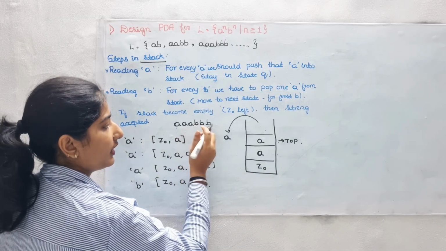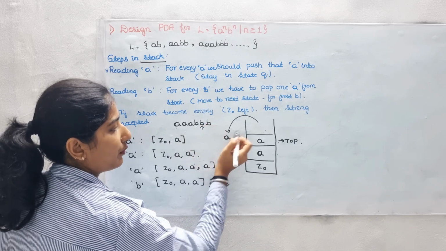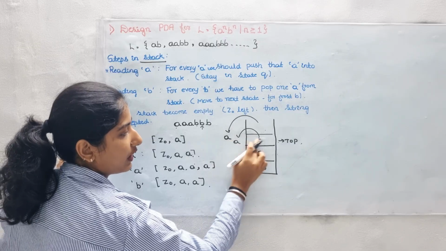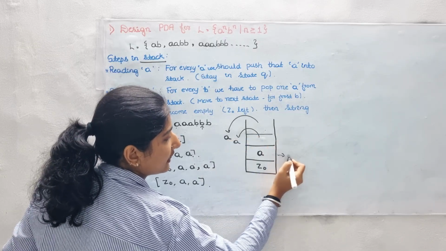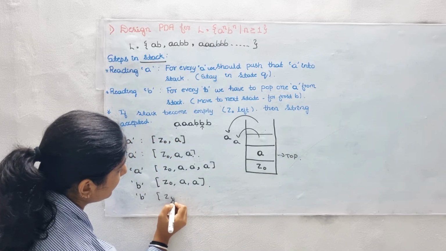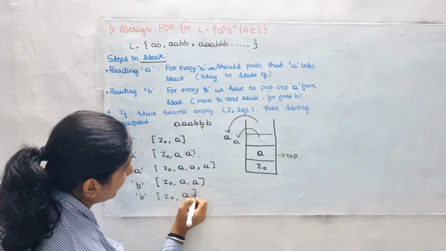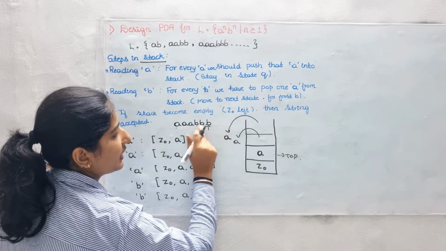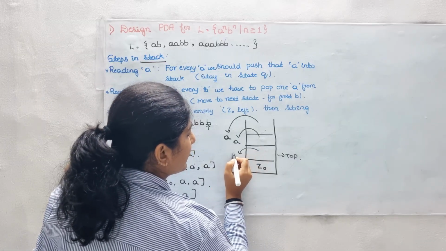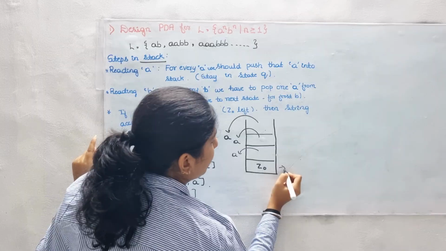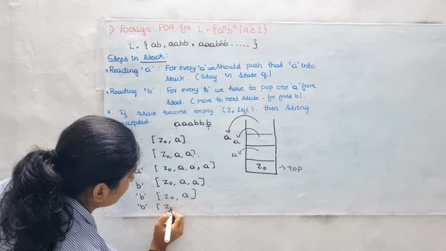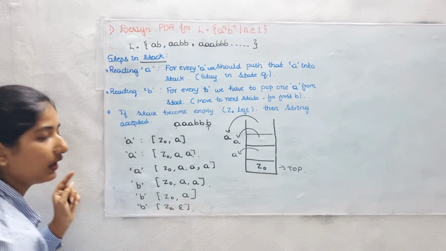Now move the pointer to the next b. Again I have b. Go to the stack and pop this a out. So the top will be this one, and it will become Z0 a. Now again I have b, so I am removing this a. I am popping this a out. So the top will be Z0. So this one will become Z0, epsilon only.